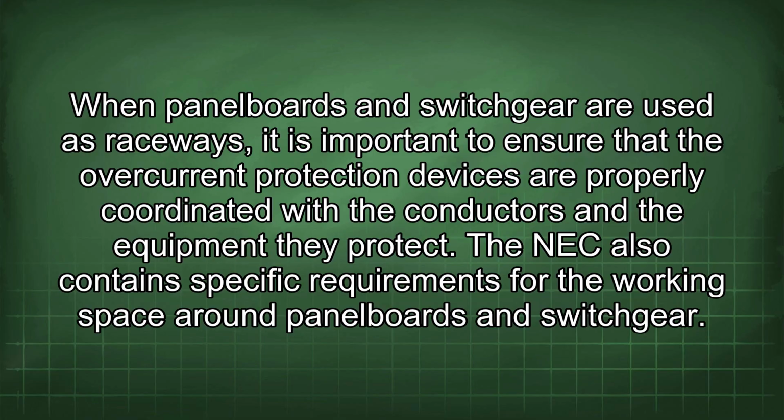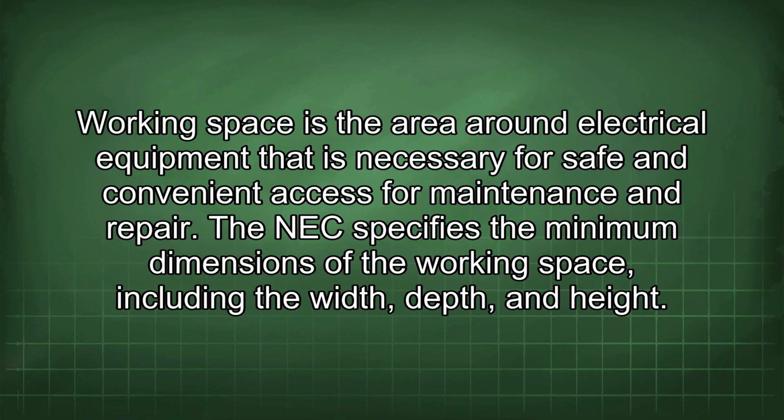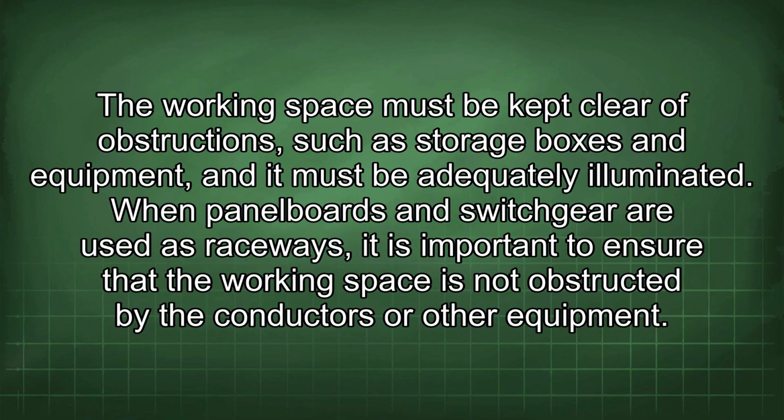The NEC also contains specific requirements for the working space around panel boards and switchgear. Working space is the area around electrical equipment that is necessary for safe and convenient access for maintenance and repair. The NEC specifies the minimum dimensions of the working space, including the width, depth, and height. The working space must be kept clear of obstructions, such as storage boxes and equipment, and it must be adequately illuminated. When panel boards and switchgear are used as raceways, it is important to ensure that the working space is not obstructed by the conductors or other equipment.